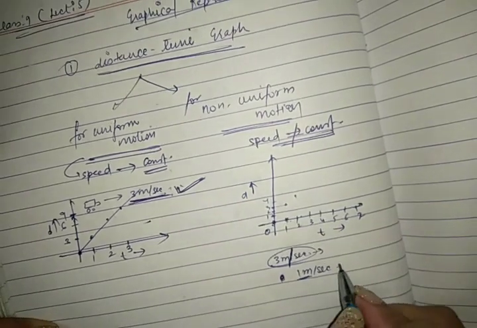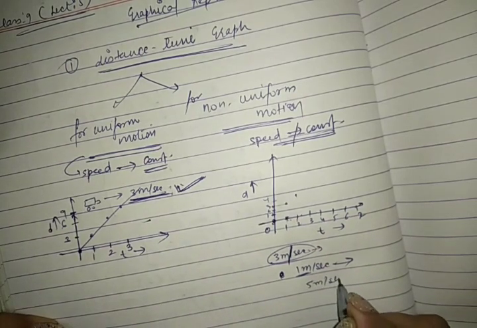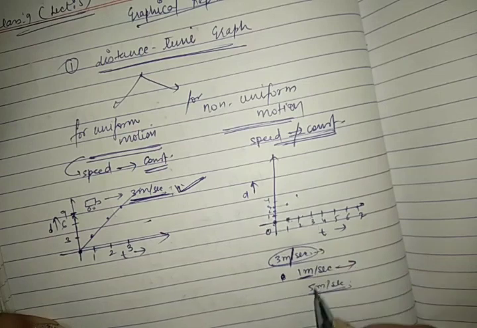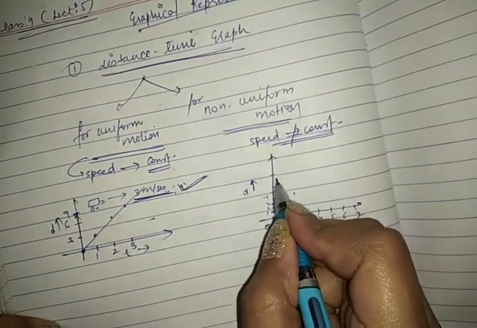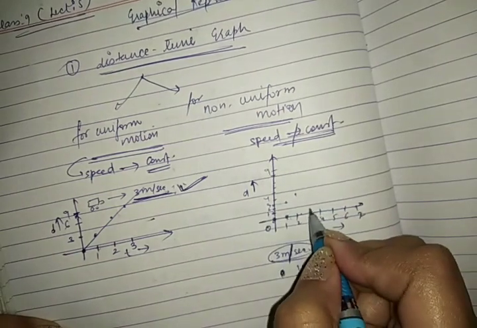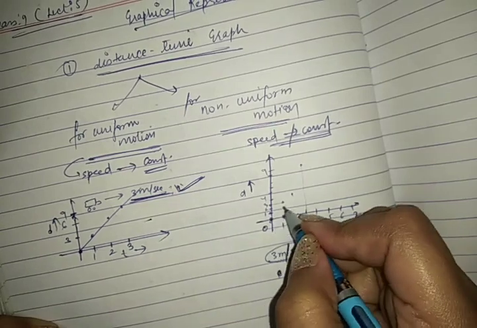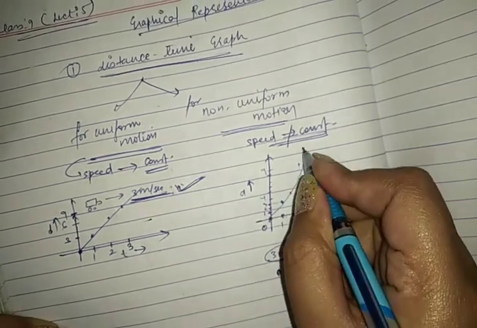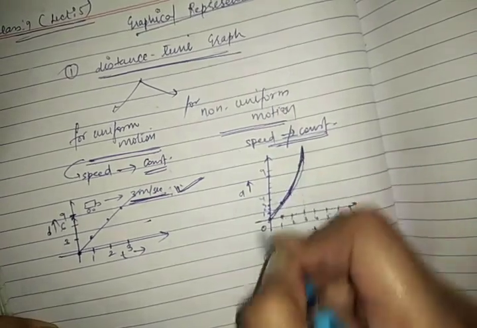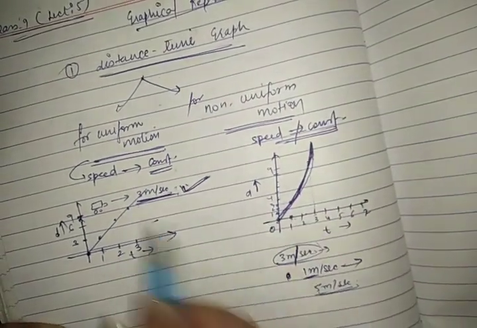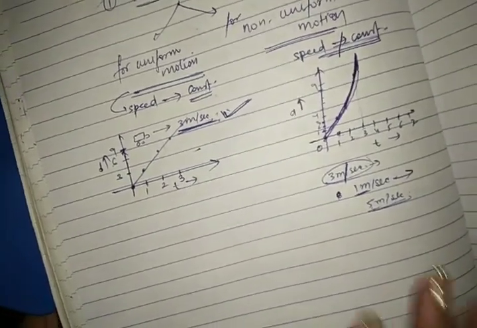Now if it speeds up and its speed becomes 5 meter per second, then for the next 1 second it will travel 5 meters. So from 4 to 9. So at t equal to 3 second, the speed will be like this. The curve we get is like this, not a straight line. The curve we will get like this. Okay, so this is in the case of non-uniform motion. We have discussed this in the last lecture.